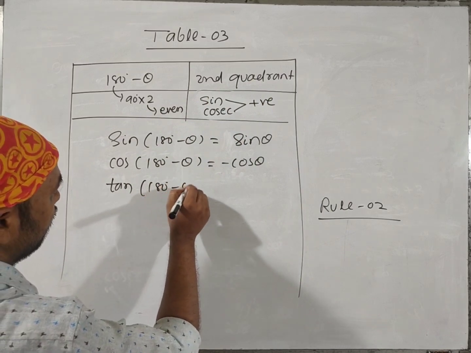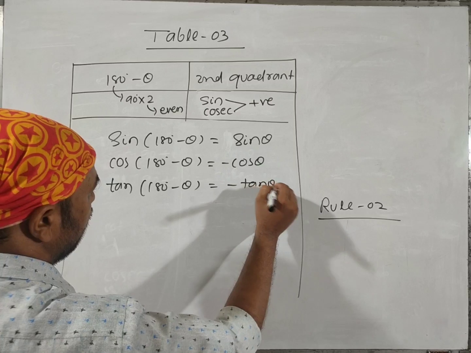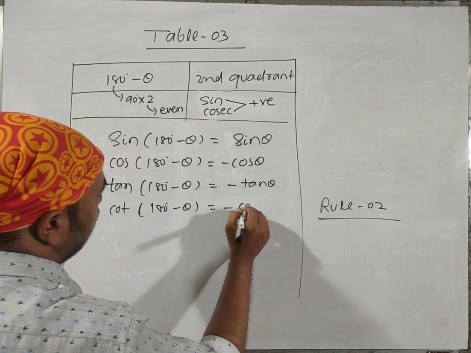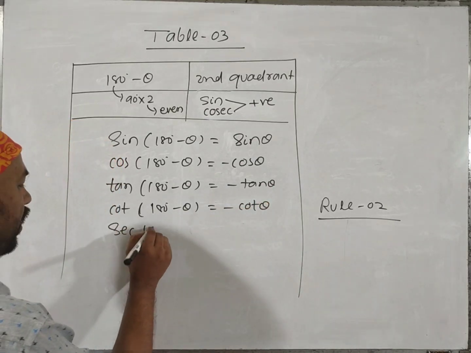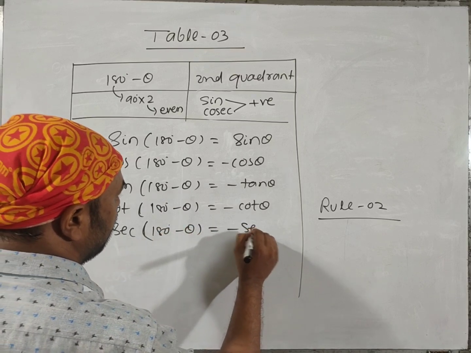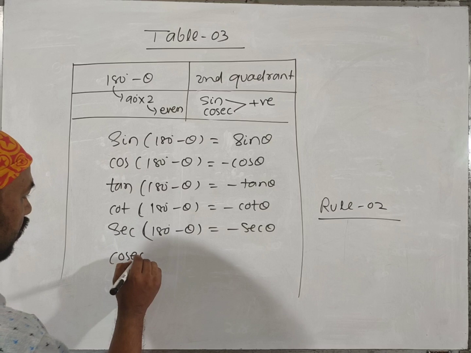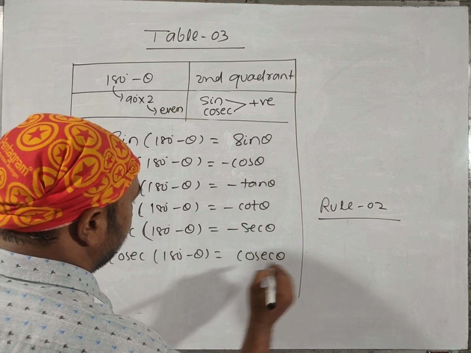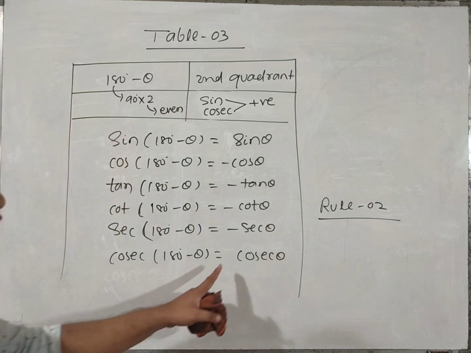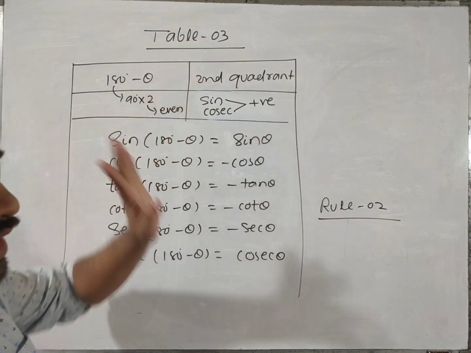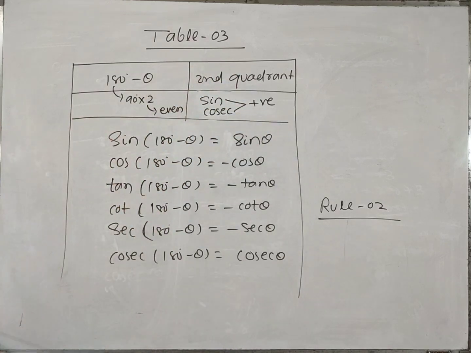So tan 180 degree minus theta will be minus tan theta. Cot 180 degree minus theta is minus cot theta. Sec 180 degree minus theta is minus sec theta. Cosec 180 degree minus theta is plus cosec theta. You need not write down the positive sign here. Cosec function is positive in the second quadrant. So it is all about the table number 3. Then let us go through the table number 4.